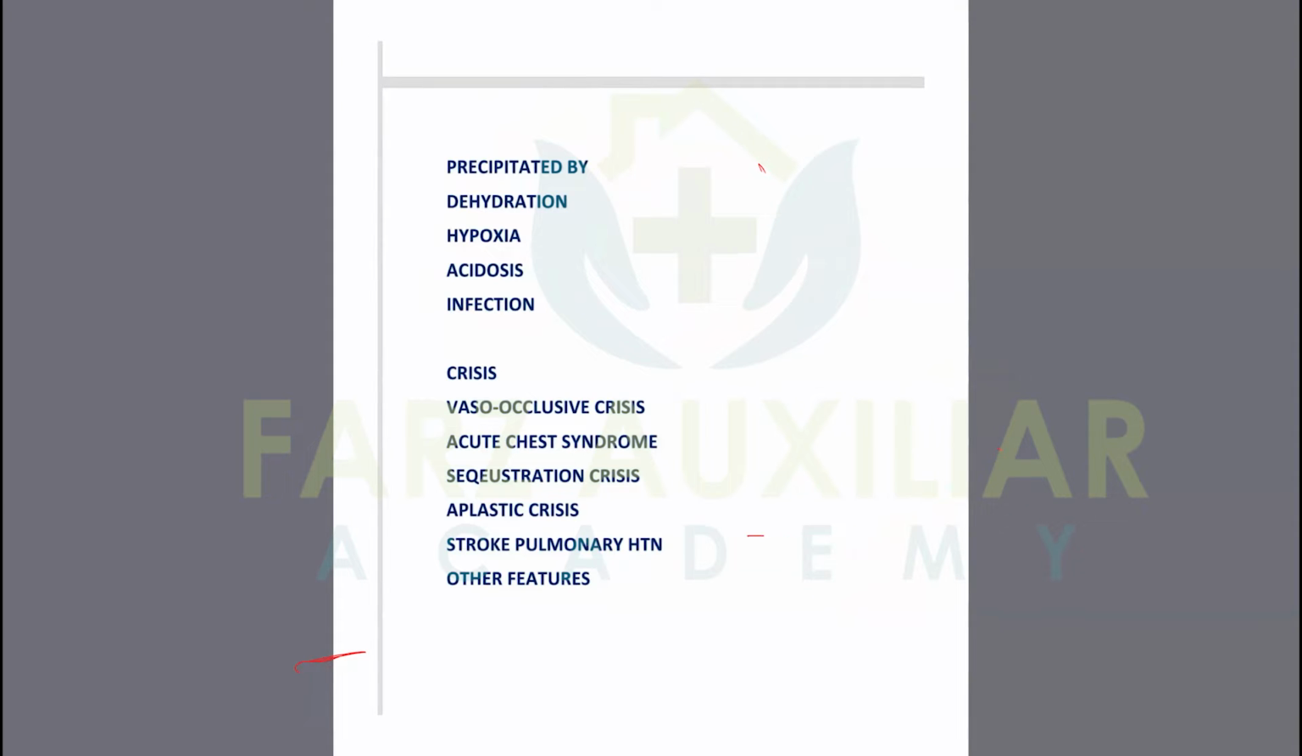Okay, now the most important is the crises: vaso-occlusive crisis, acute chest syndrome, sequestration crisis, aplastic crisis, stroke, pulmonary hypertension, and other features. One of the vaso-occlusive crises is acute chest syndrome. Most important is acute chest syndrome. There is blockage of segmental supply in the alveoli. This is acute chest syndrome. Some blockage occurs like infarction. So we can go for the description of acute chest syndrome. We need to know the diagnosis of acute chest syndrome.